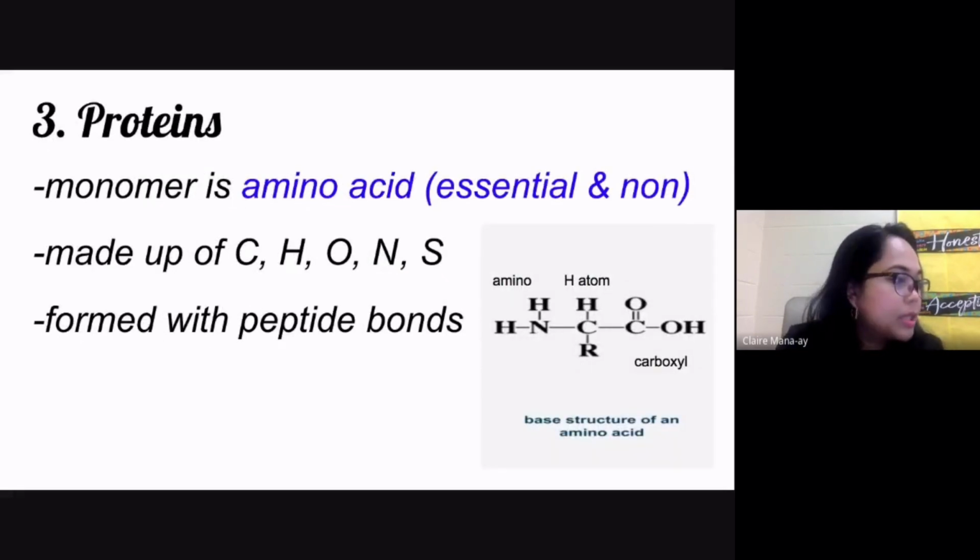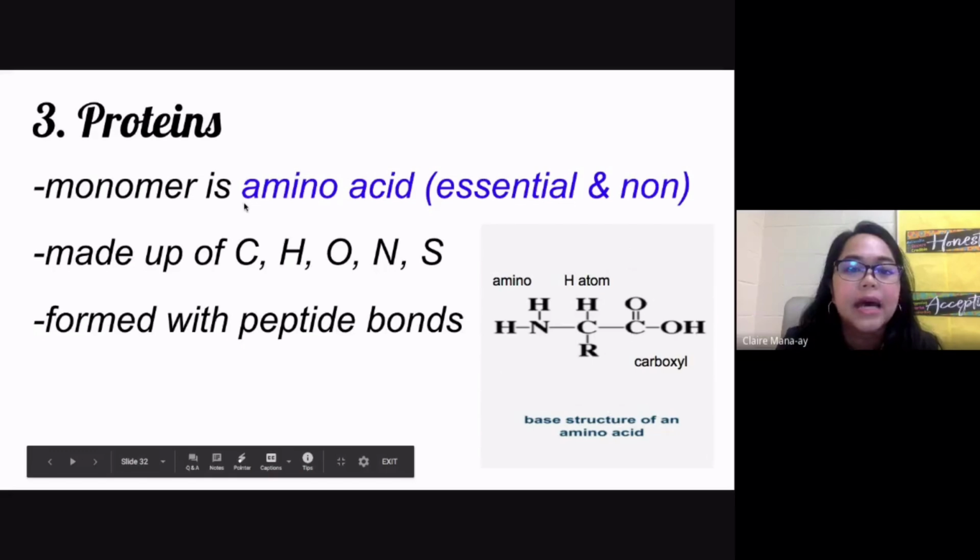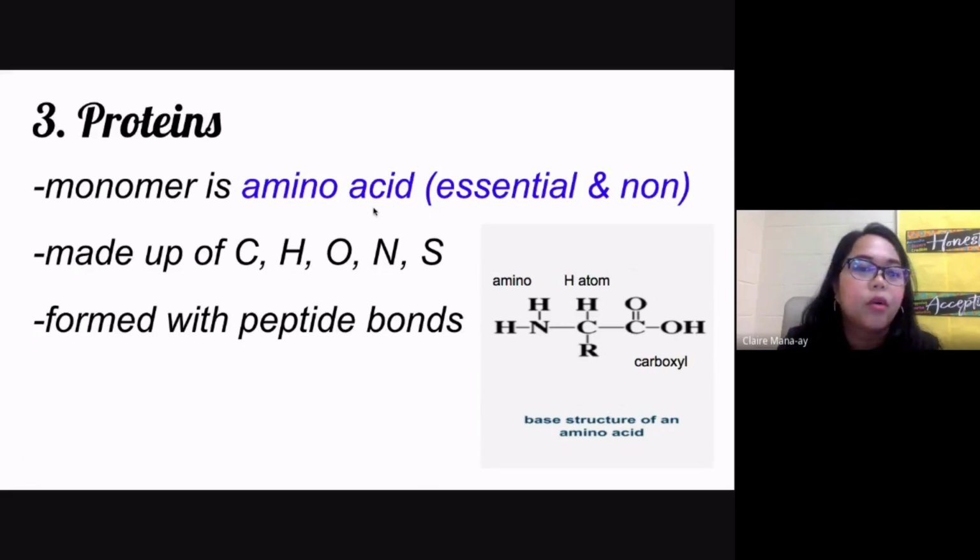For the third type of biomolecule, we have your proteins. For proteins, the monomer is an amino acid. Amino acid is the monomer of your protein. Now, there are 20 types of amino acids. Some of them are called essential amino acids. The others are called non-essential amino acids.